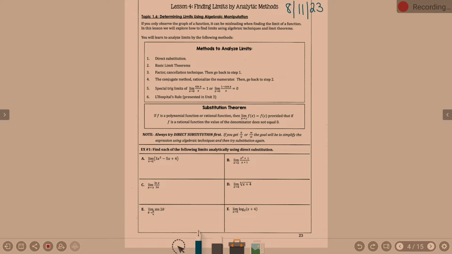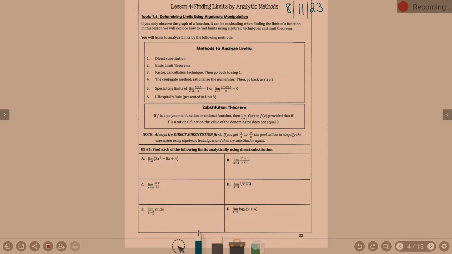Methods to analyze limits. Direct substitution. We kind of got into that a little bit yesterday: if it is a continuous function and the graph will always exist from the left and the right the same, then we could just use direct substitution, put something in. Basic limit theorems. That comes to some of our properties and other theorems. We're going to talk about factoring and canceling, and then going back to direct substitution. That's a common one. Conjugate method, rationalizing the denominator and then substituting in.